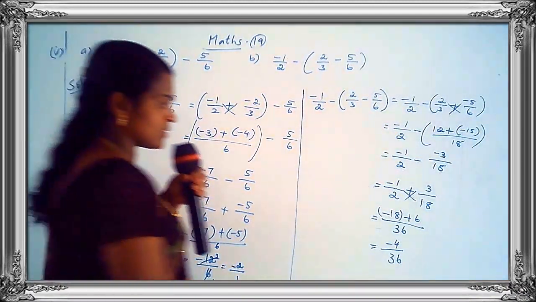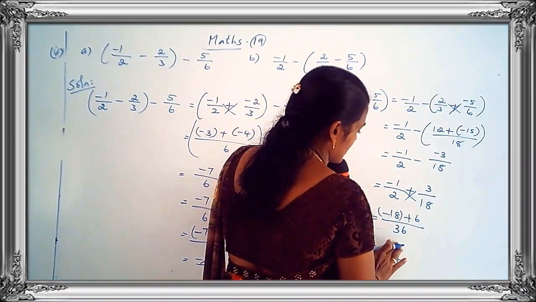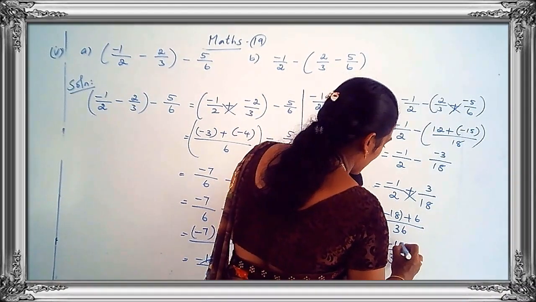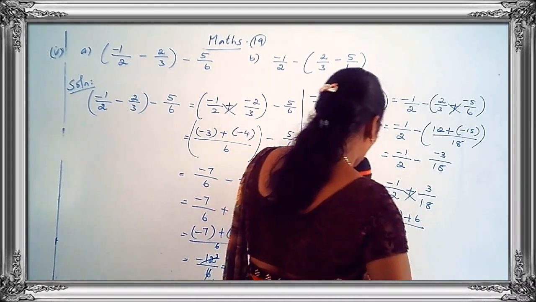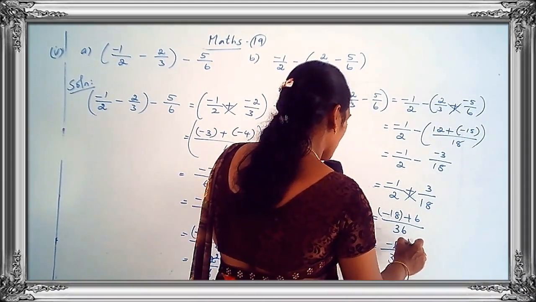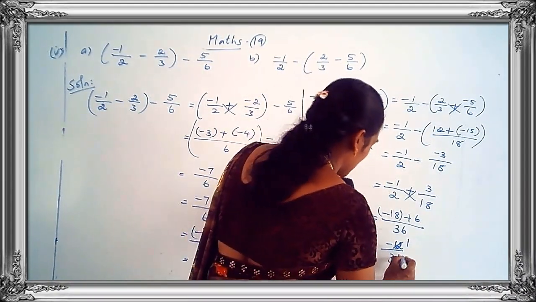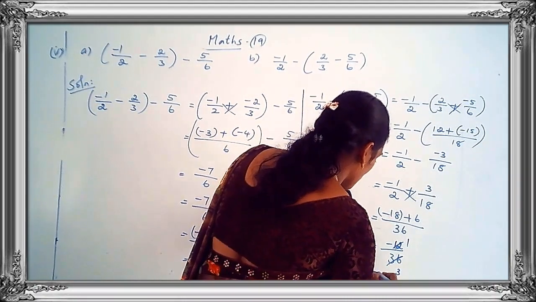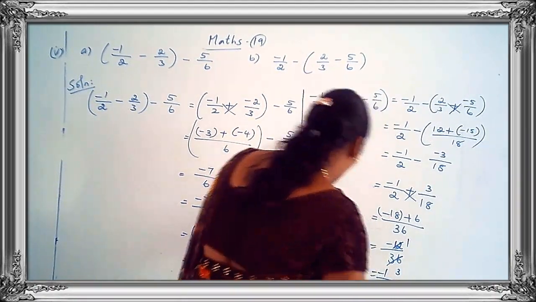Sorry, minus 18 plus 6 is equal to minus 12. Okay children, minus 12 upon 36, so 1 12 is 12, 3 12s are 36. Okay, so your answer is minus 1 upon 3.